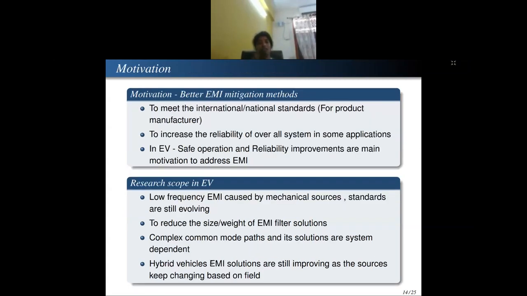Okay, so what is the motivation? Why do we have to reduce it? I have told you already what the effect is in the system. First, if you are a product manufacturer, you have to meet the international and national standards, otherwise your product will not be approved. So first you should know how to lay out, how to reduce; it starts from the converter. If you are looking at a converter alone, what you have to look for is to try to reduce the parasitic inductances.